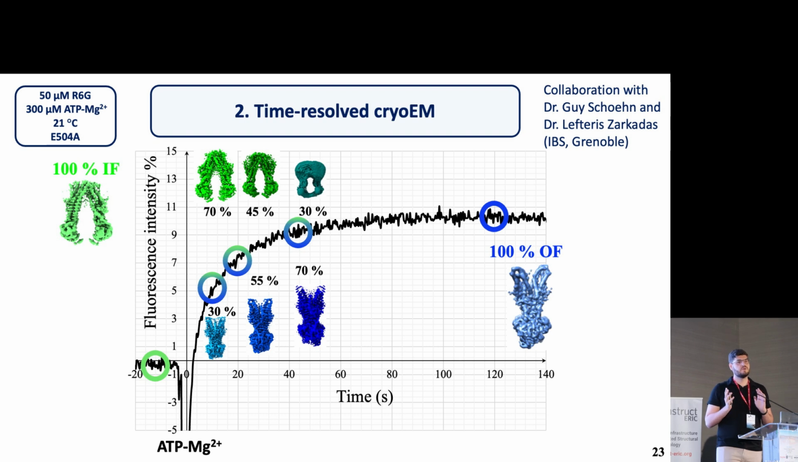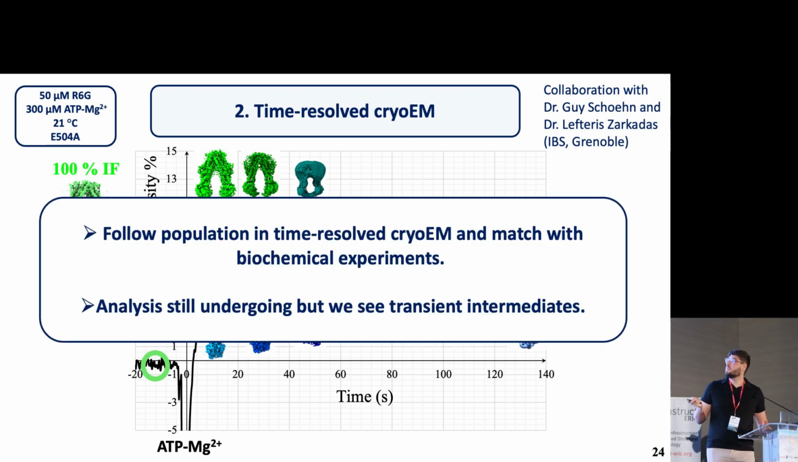The analysis of this data is still in progress, but we see a perfect match between the trace of fluorescence and the cryo-EM data. To sum up, we can follow populations in time-resolved cryo-EM, and that matches with biochemical experiments. The analysis is still ongoing, but icing on the cake, we see transient intermediates, and I'm going to show you an example with 3D variability analysis.